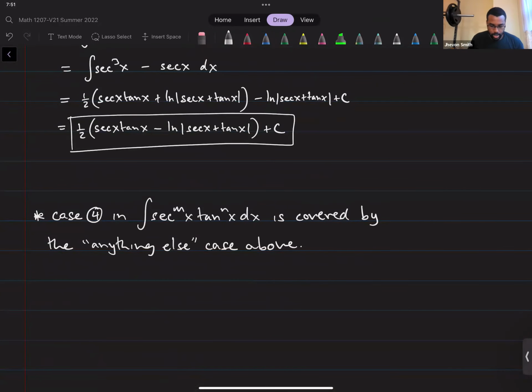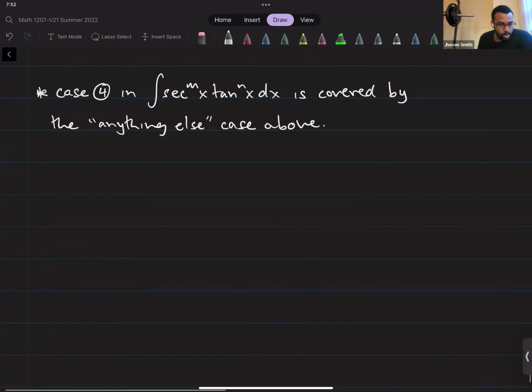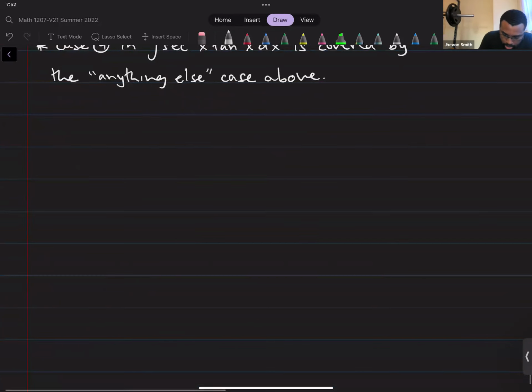So that's actually all I want to do with 7.2. We're going to move on to another section, 7.3, where we're going to talk about trig substitution.